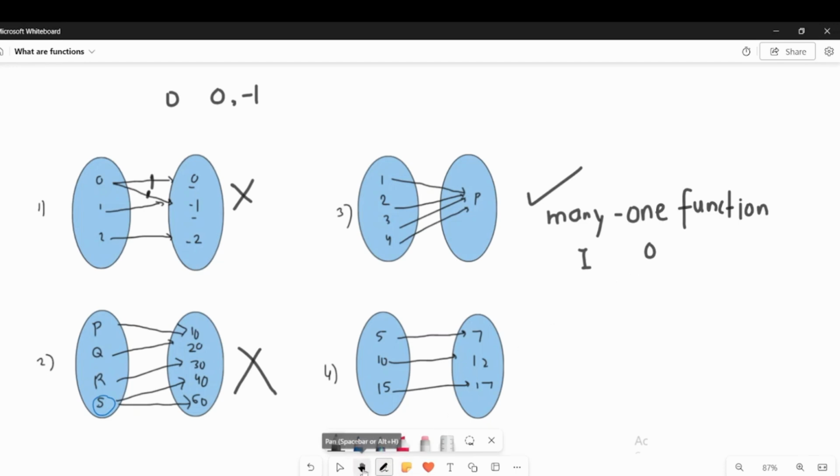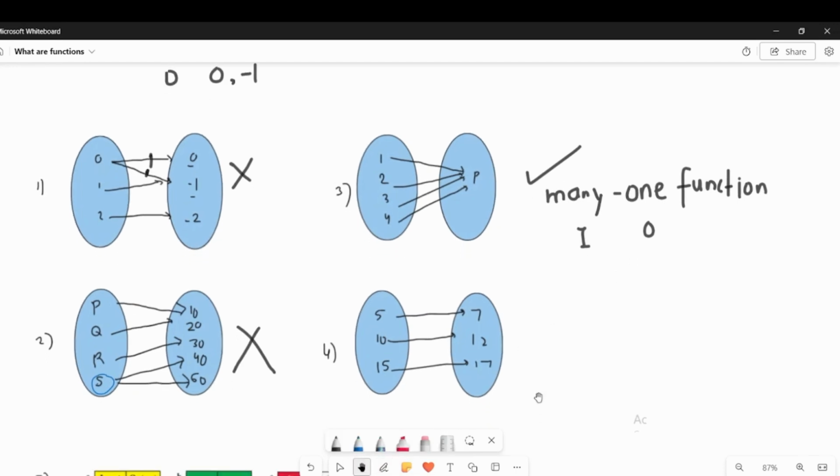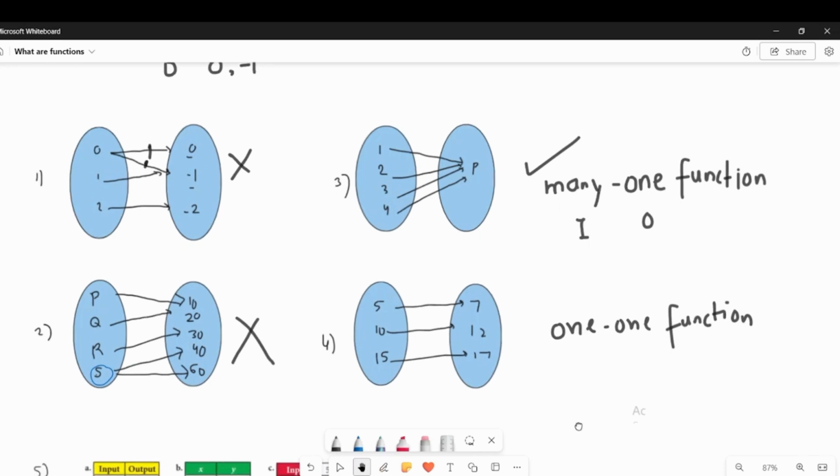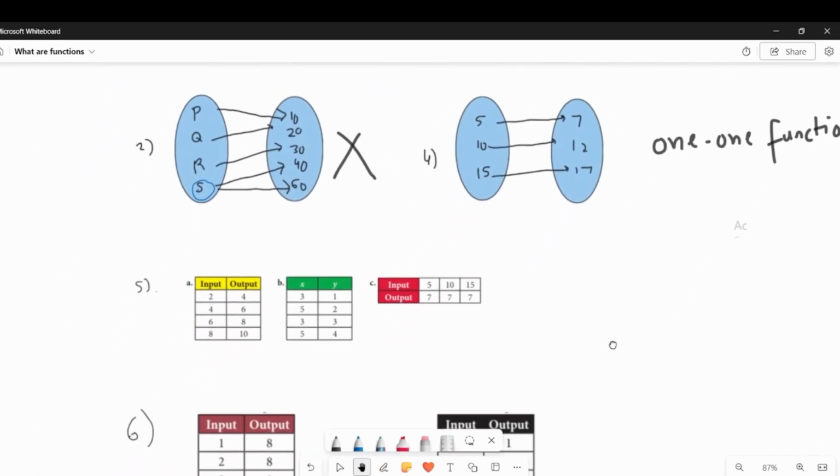Now let's see question number 4. Here also you can see every input is just having one output. So this is also a function, and I think I have introduced this type to you already before. This is one-to-one function. Now let's see some more examples.